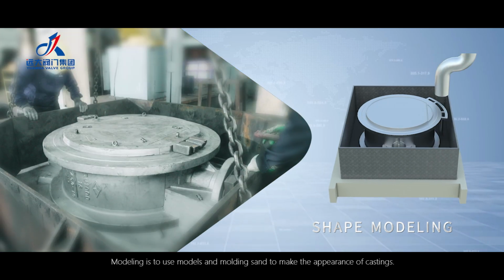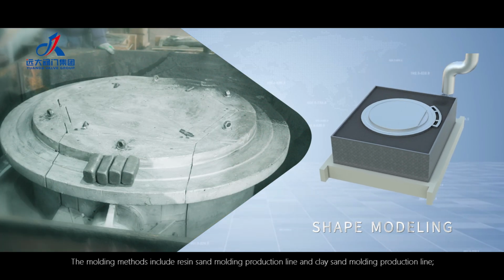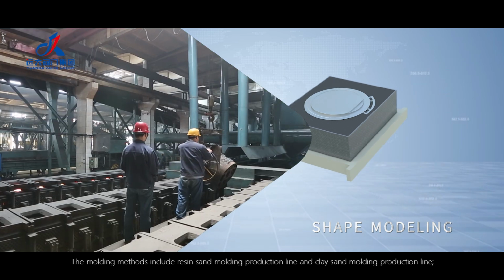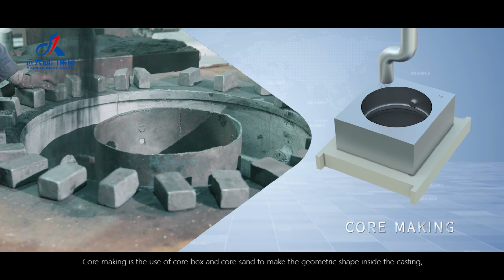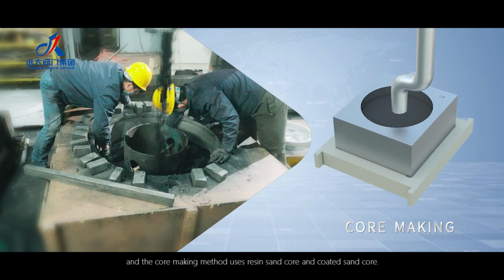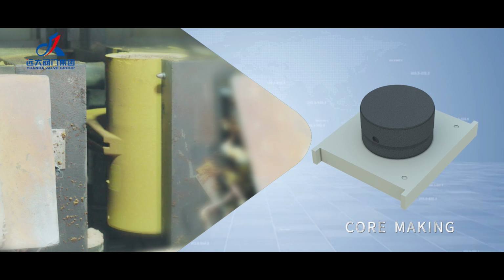Molding is to use models and molding sand to make the appearance of castings. The molding methods include resin sand molding production line and clay sand molding production line. Core making is the use of core box and core sand to make the geometric shape inside the casting, and the core making method uses resin sand core and coated sand core.